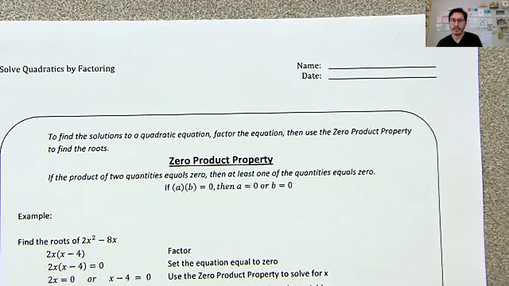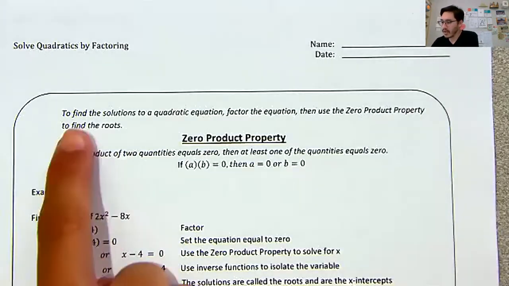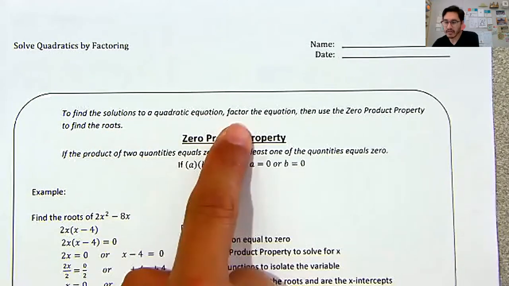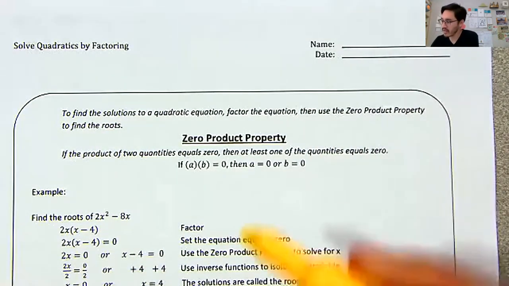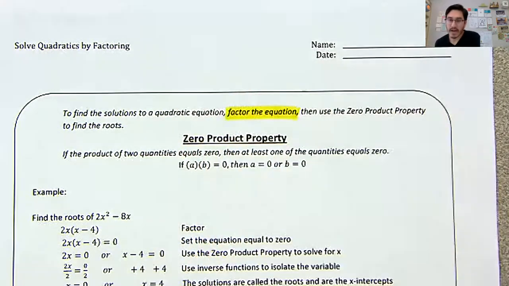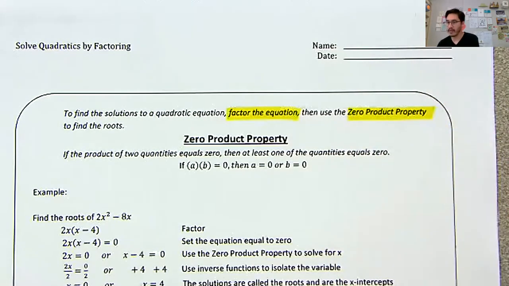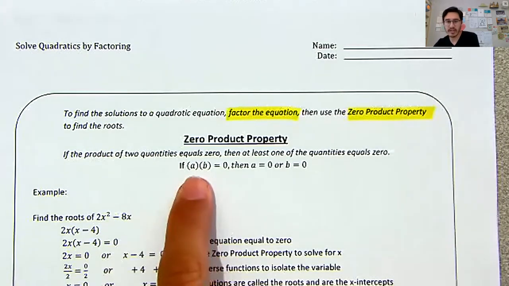All right, so let's take a look at our notes here. So to find the solutions to a quadratic equation, factor the equation. Okay, so that's key. Factor the equation, and then use the 0 product property. Okay, and that's what I was presenting to you with those 4 number riddles, right? The 0 product property, right? If you multiply two quantities together and the answer is 0, then one of those quantities has to be 0, which is what it's saying here, right?